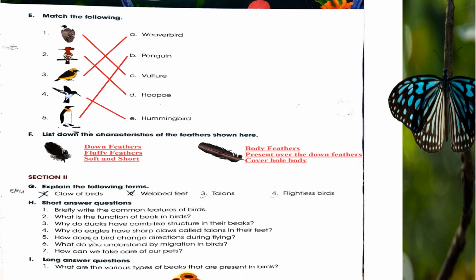Second image is a hoopoe, which is D. Third image is a weaver bird. Fourth image is a hummingbird, that is E. Fifth is a match with A, B, that is penguin. Next, list down the characteristics of the feathers shown here. First feather is a down feather, fluffy feather, and soft and short feather. Second image shows body feathers present over the down feathers and cover whole body.